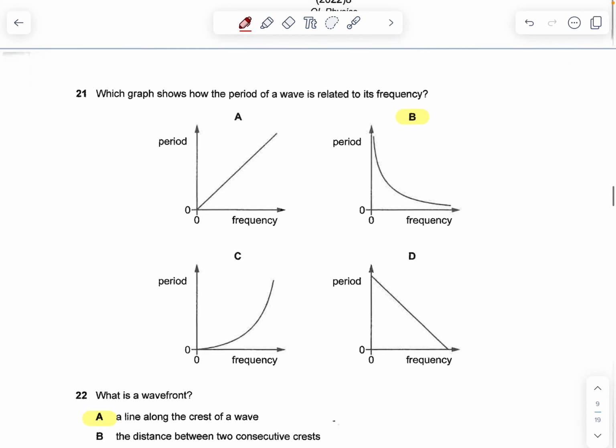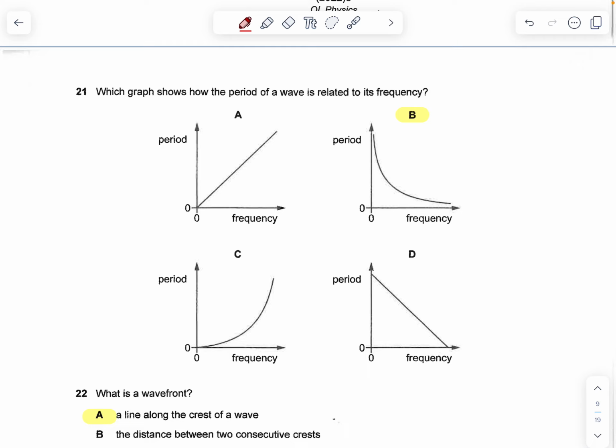Next, question 21. Which graph shows how the period of the wave is related to its frequency? So period here is T, frequency is f. The formula to relate both, T equals 1 over f. So this is similar to a graph of y equals 1 over x. B.